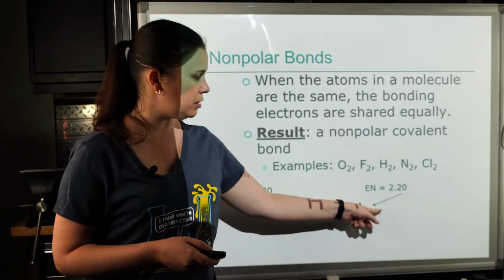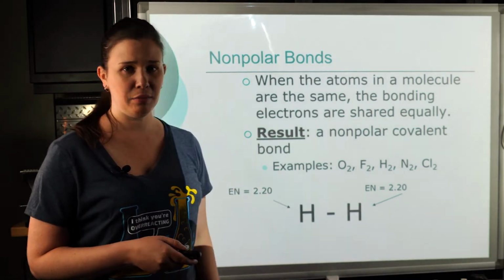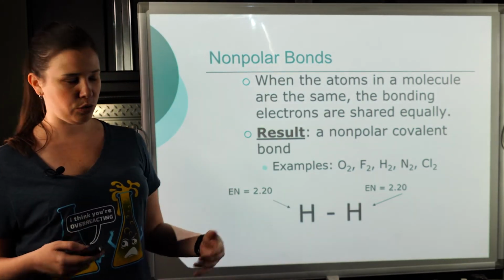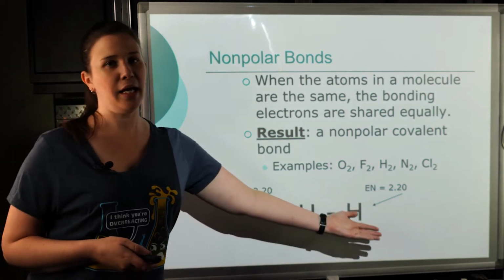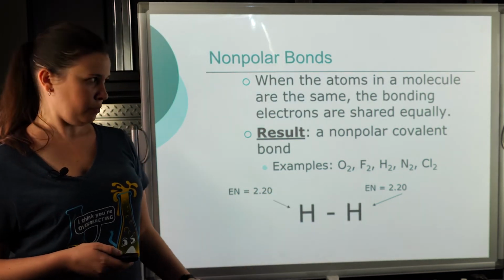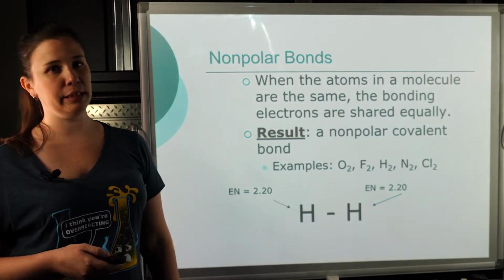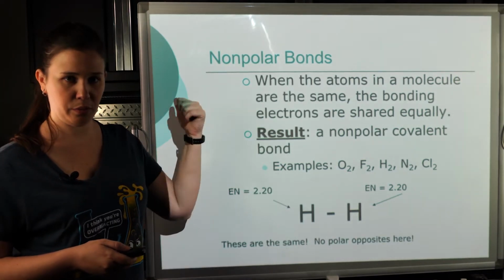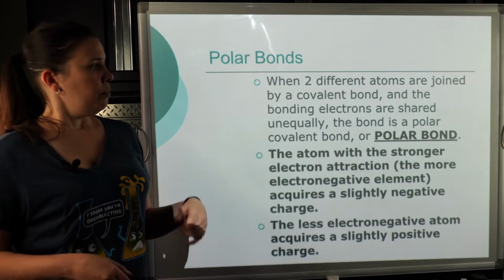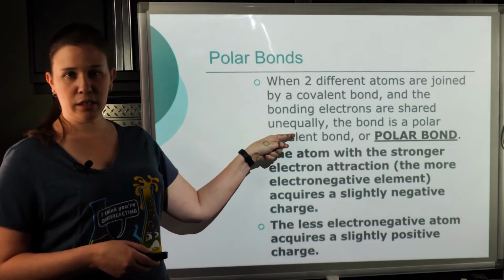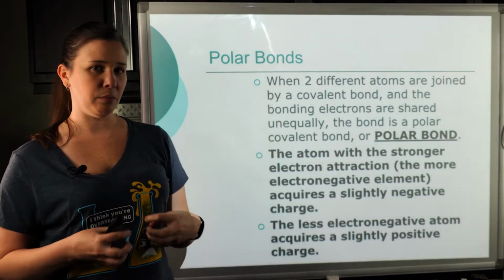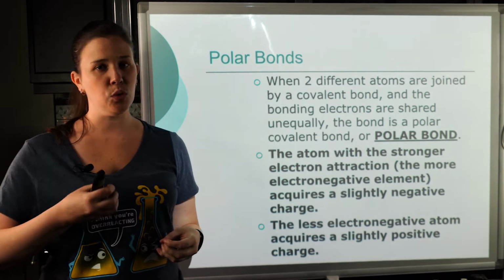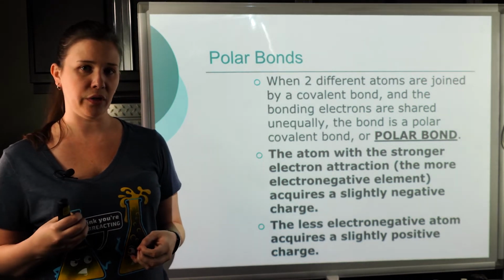So the electrons would be spending equal time in my hydrogen orbitals, and so one side would not be any more negative than the other. So we would consider that bond completely nonpolar. If there's no polar opposites, it's a nonpolar bond. Polar bonds come from unequal sharing, uneven pulling, where one atom is more electronegative and pulling harder on the electrons.